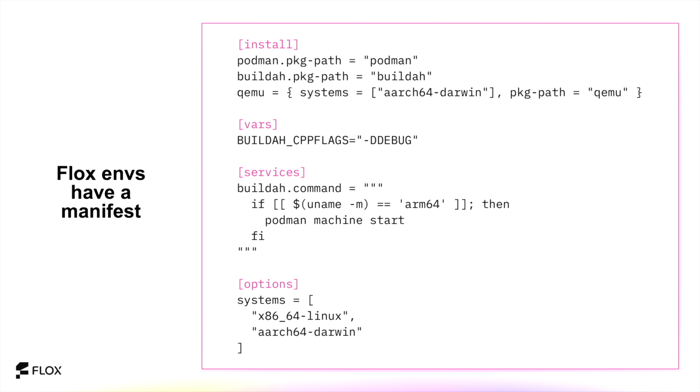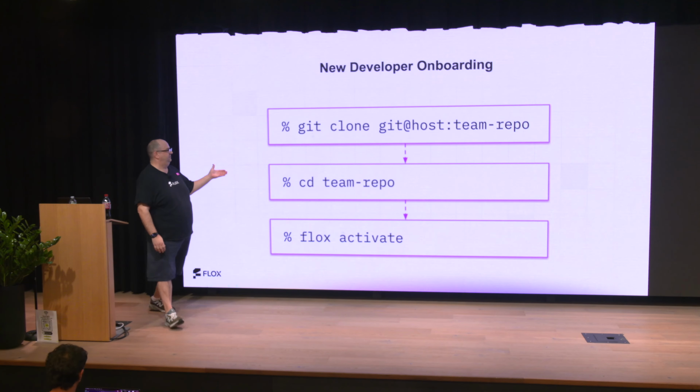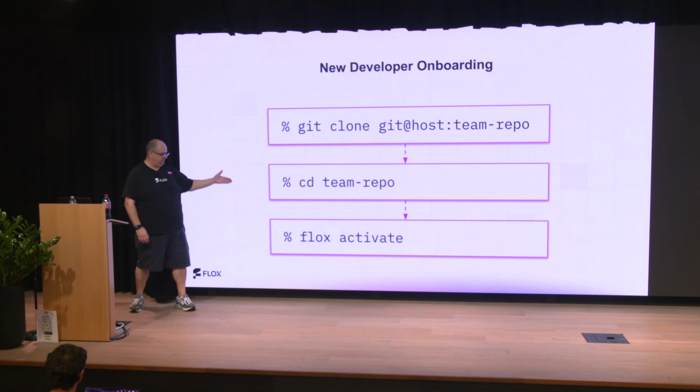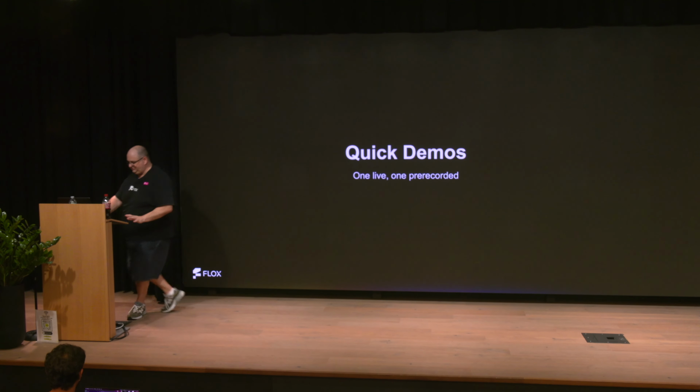When you create a Flox environment, you end up with a TOML manifest you can use to recreate that environment on a completely different system. So that when a new developer joins your team, this is what they do. They git clone your repo, cd into it, run Flox Activate, and they're ready to code with you. So if that was all quick for you, don't worry. I'm going to actually show how it works, if internet works.